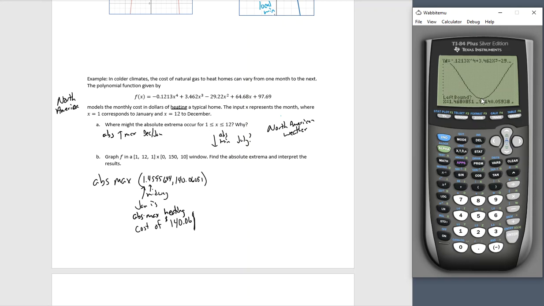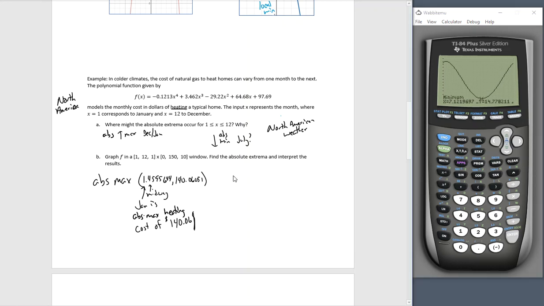And it looks like our minimum is here. So let's scroll over, get my little spider cursor a little bit closer. A left bound: pick an x value that you know is to the left of that minimum. A right bound: you'll want to choose an x value that you know is to the right of that minimum. And you can move for your guess, or you can just let the calculator guess by pressing enter.